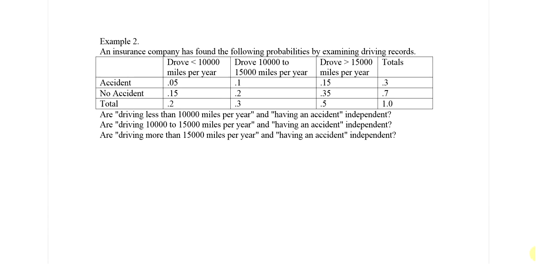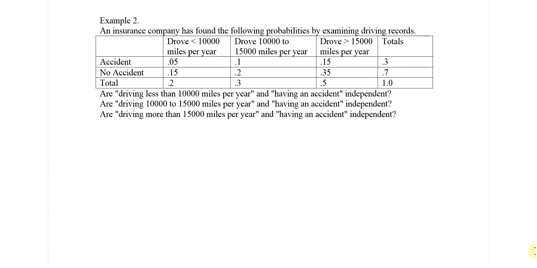Example 2: an insurance company has found the following probabilities by examining driving records. We'll call M1 driving less than 10,000 miles, M2 driving 10,000 to 15,000, and M3 driving more than 15,000. We'll call this A, and of course A prime, not A, no accident. So, driving less than 10,000 miles a year and having an accident, are these independent? How do you test if they're independent? Well, test accident, given that you drive less than 10,000 miles a year.